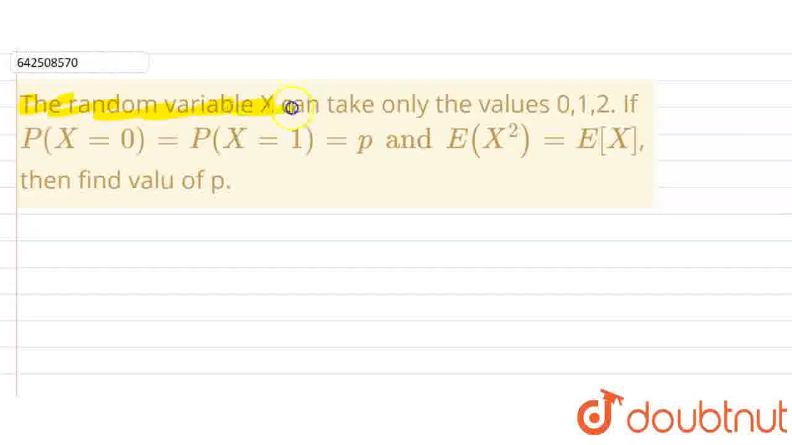Hello everyone, the question is: the random variable x can take only the values 0, 1, 2. If the probability at x equals 0 is equal to the probability at x equals 1, which is equal to p, and E of x square is equal to E of x, then find the value of p.